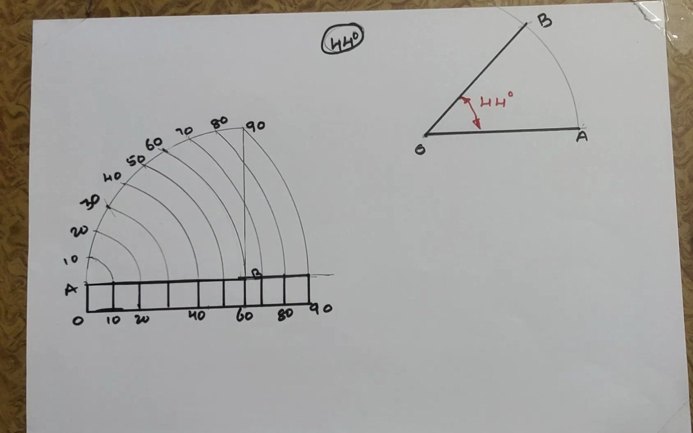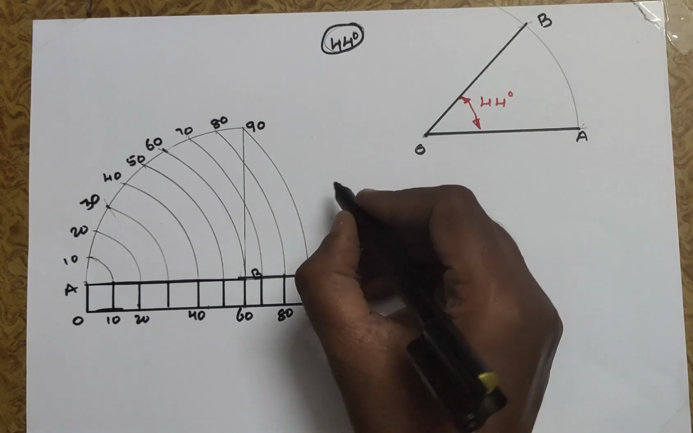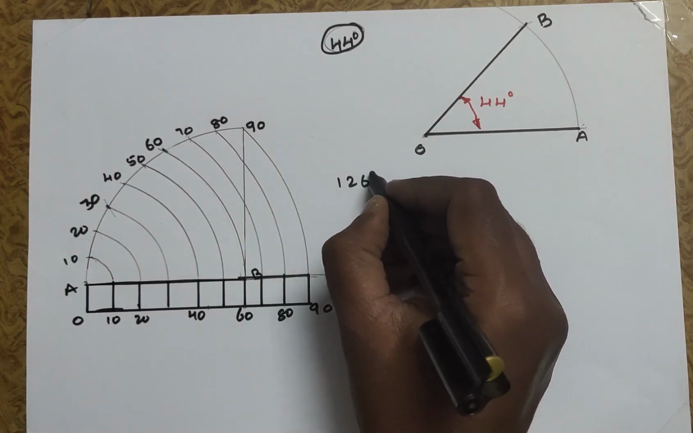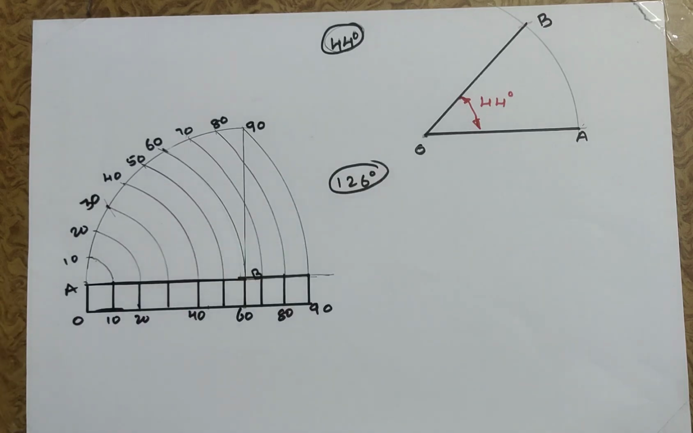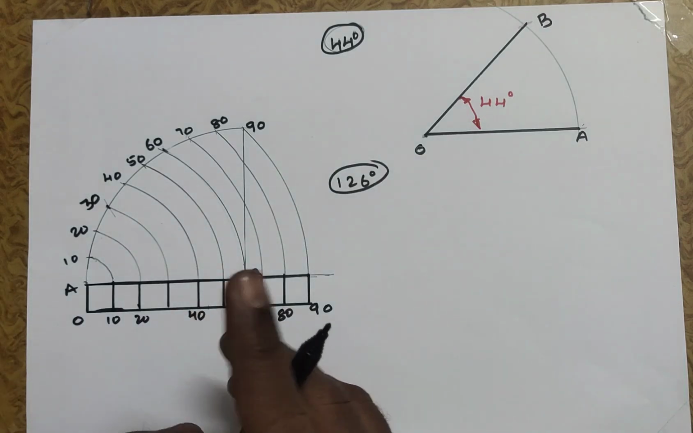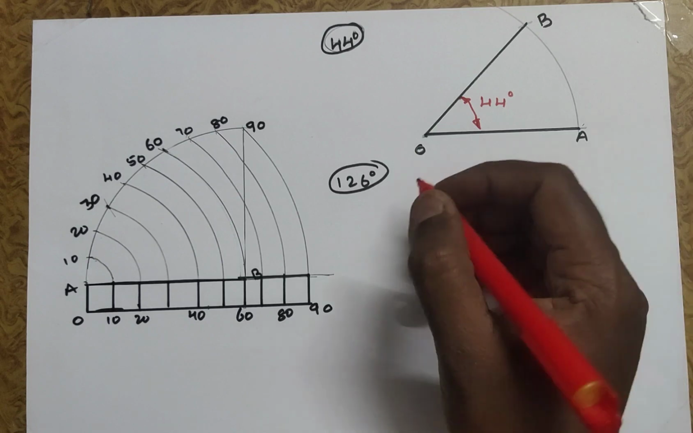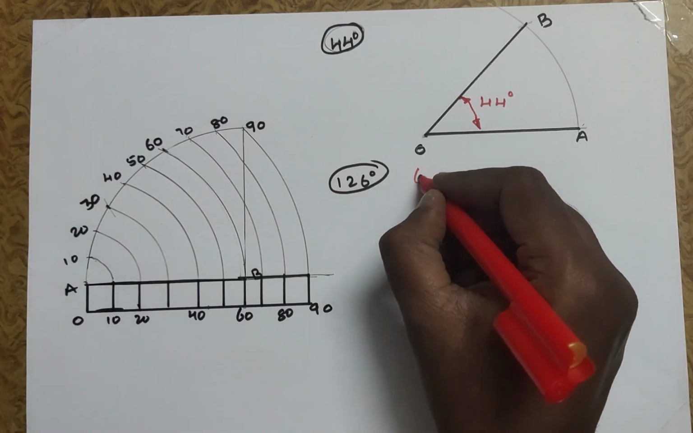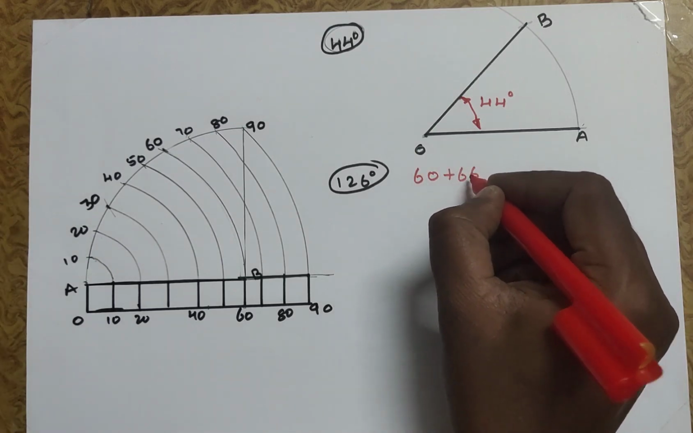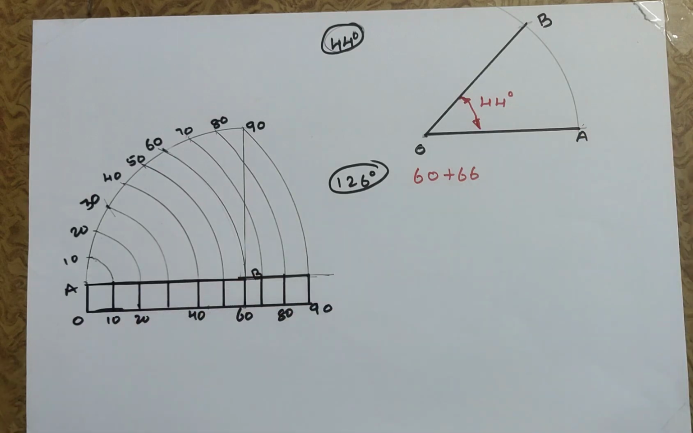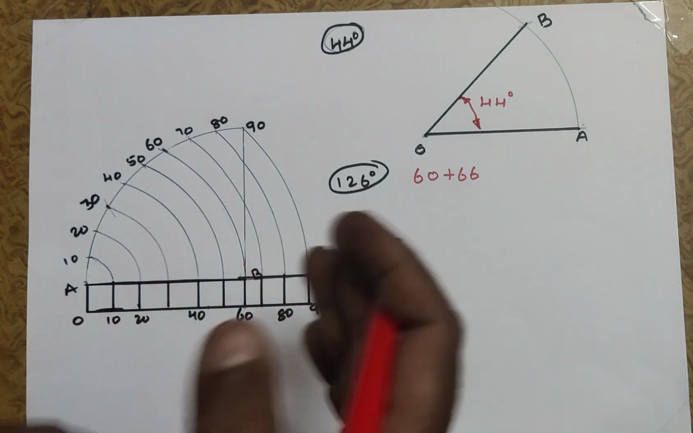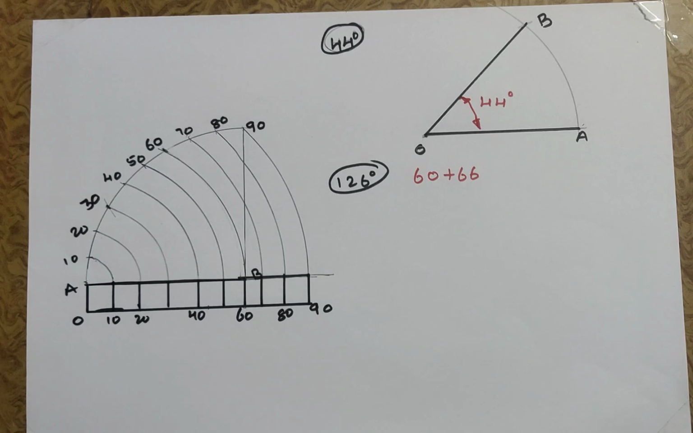Now once an obtuse angle is given, how do we mark it? Let us consider that we have to mark 126 degrees. How should I mark 126 degrees? Very simple. There are two ways. One is 60 plus 66, or 90 plus 36. So many combinations are there. I will go ahead with 60 plus 66.